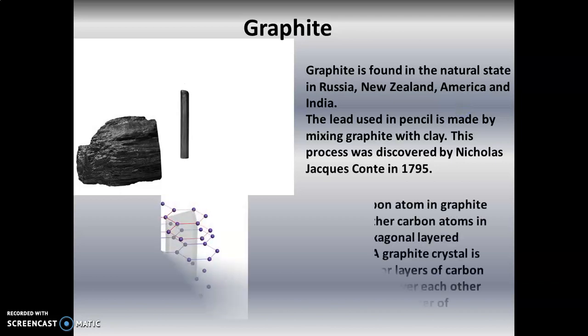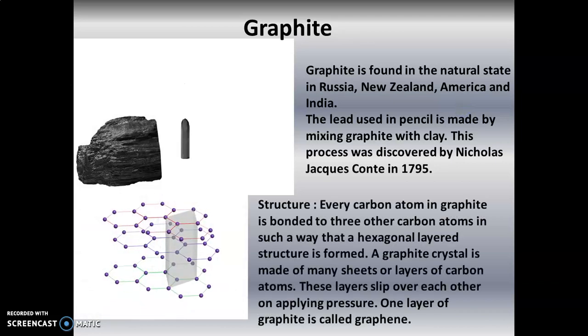and that was graphite. Now coming to the structure of graphite, every carbon atom in graphite is bonded to 3 other carbon atoms in such a way that a hexagonal layer structure is formed. As you can see here, hexa means 6: 1, 2, 3, 4, 5, 6. So you can see a hexagonal layer structure because every carbon atom is bonded to 3 other carbon atoms. So this is the structure, you can see the inside one, and this is the molecular structure.